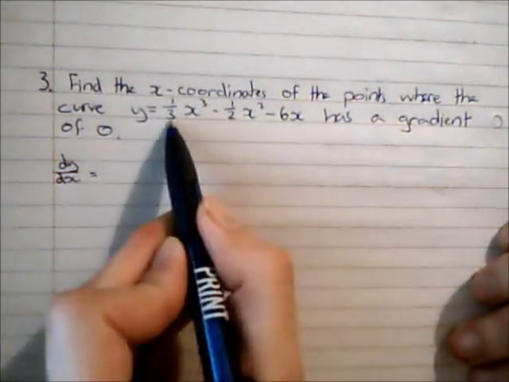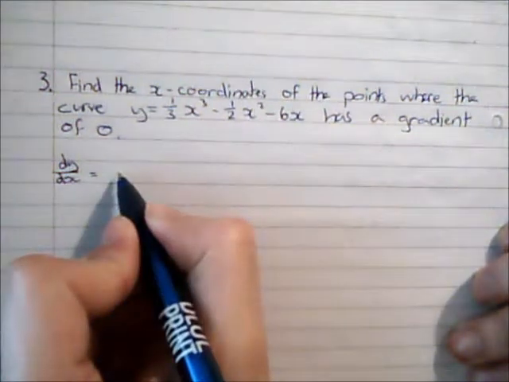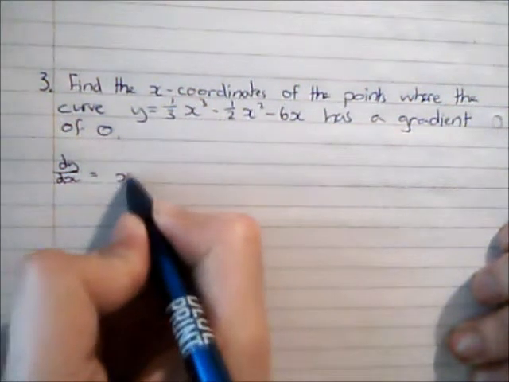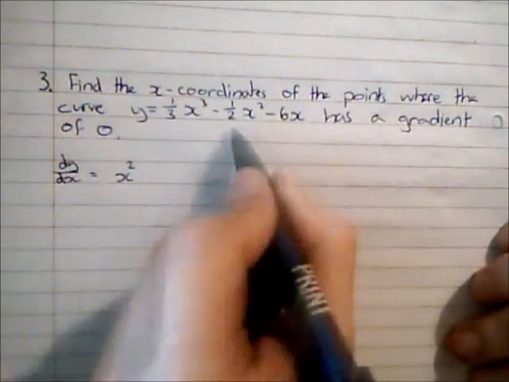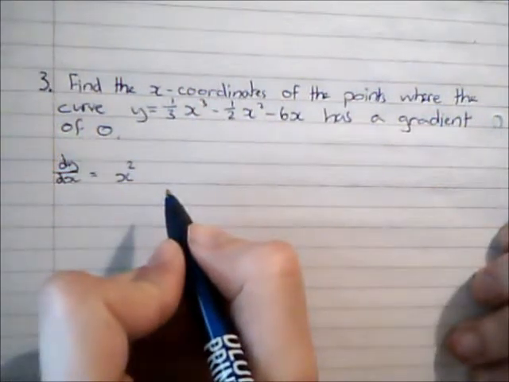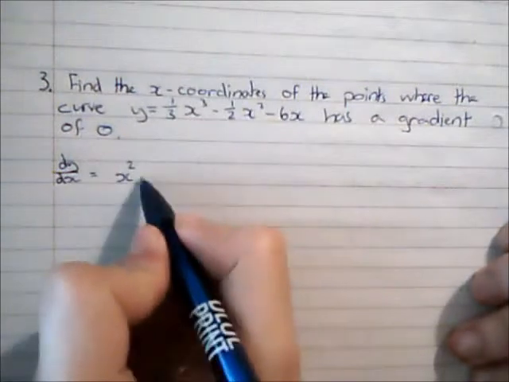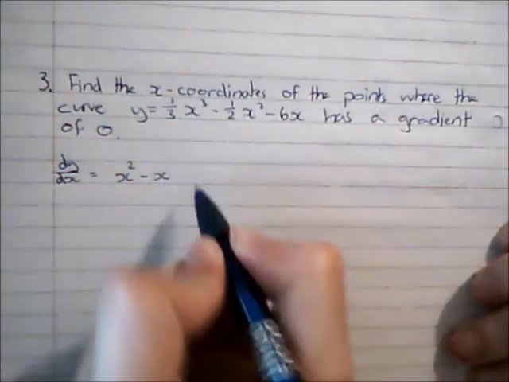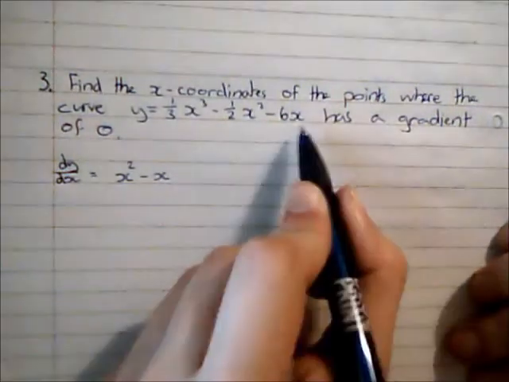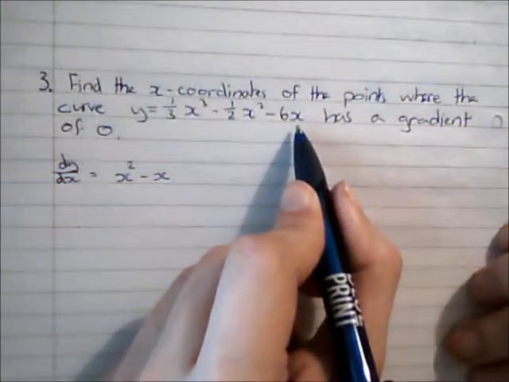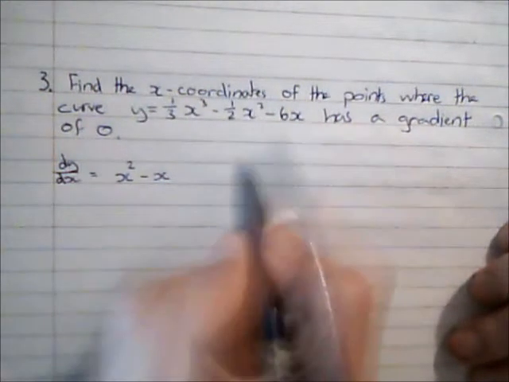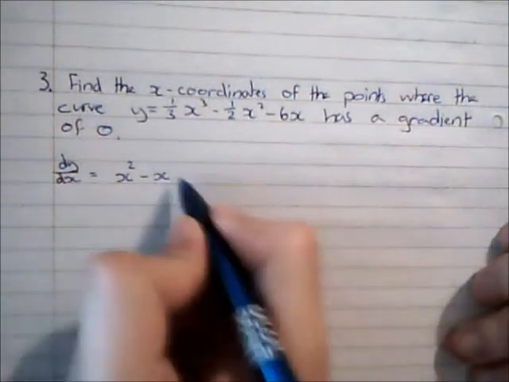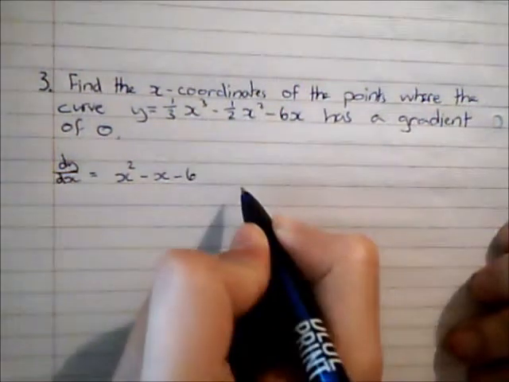So multiplied by the power, so a third times 3 is just 1, reduce the power by 1, multiplied by the power, so negative a half multiplied by 2 is negative 1, so it just gives me negative x. And then when we've got a term with just an x in it, then the x disappears and we are just left with the coefficient, so subtract 6.